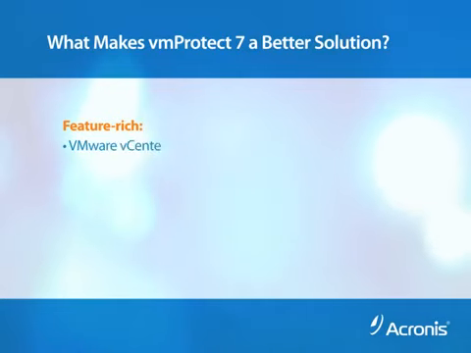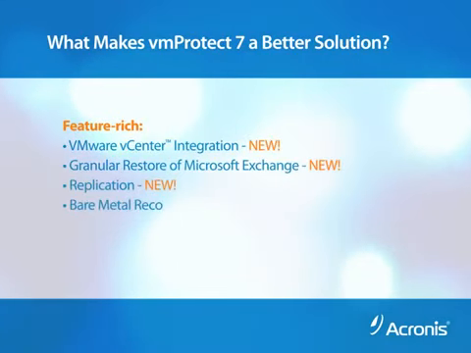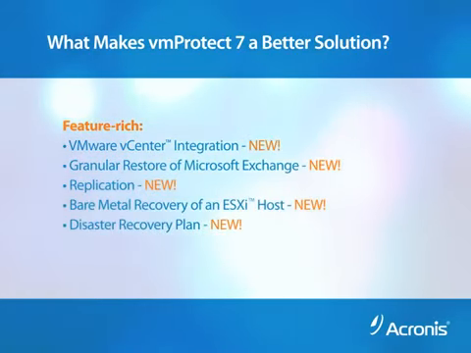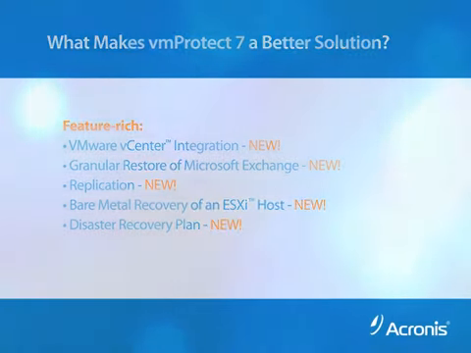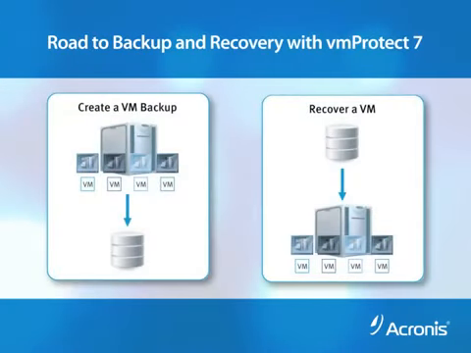And it includes high-performance data deduplication and encryption. And with vmProtect 7's new top features, it addresses more of your daily IT challenges. The ability to restore Microsoft Exchange files and folders, incrementally update a copy of a VM on another host using replication, back up the entire VMware ESXi host, including binaries and configuration settings, and recover to the same or dissimilar hardware. The automated disaster recovery plan provides step-by-step instructions so even a novice can recover. I'll demonstrate virtual machine backup and recovery and talk briefly about how fast physical to virtual conversions are completed.